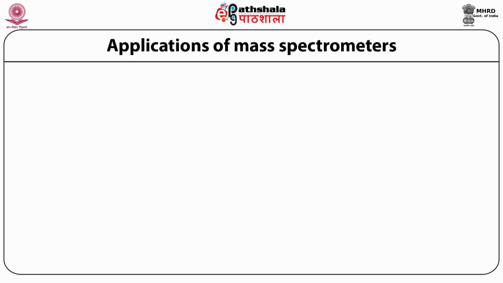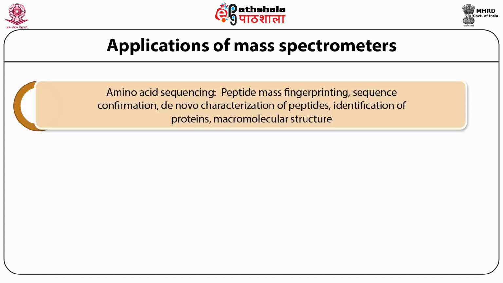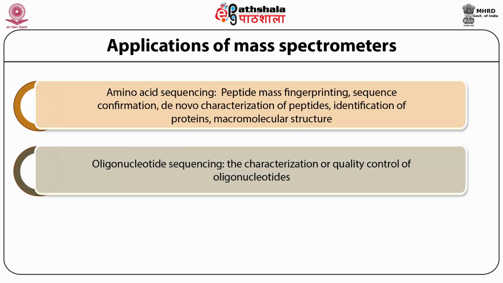Further, you will find that amino acid sequencing or peptide mass fingerprinting, sequence confirmation, de novo characterization of peptides, identification of peptides or their macromolecular structures can be done with the help of mass spectrometry. Similarly, one can use oligonucleotide sequencing with the help of mass spectrometry, or the characterization and quality control of oligonucleotides.